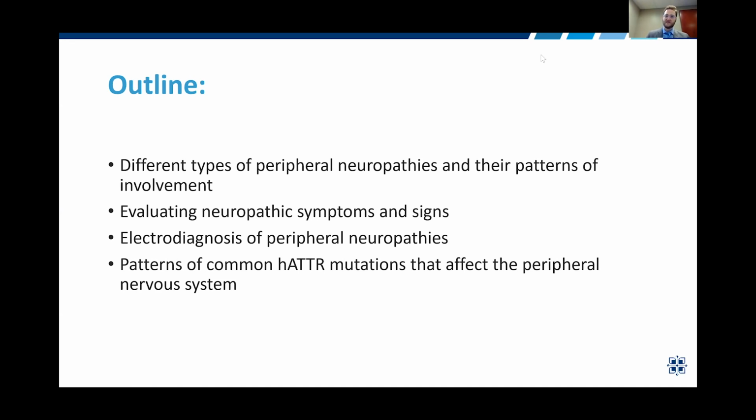So as you already know from previous meetings, there are a wide variety of known mutations. We're going to touch on some of the more prevalent ones and talk about what their peripheral nervous system manifestations are and how they're different. So the challenge for the non-neurologist, when you see these patients in clinic, is to start to ask questions and try to identify peripheral neurologic symptoms to allow appropriate referral and treatment.